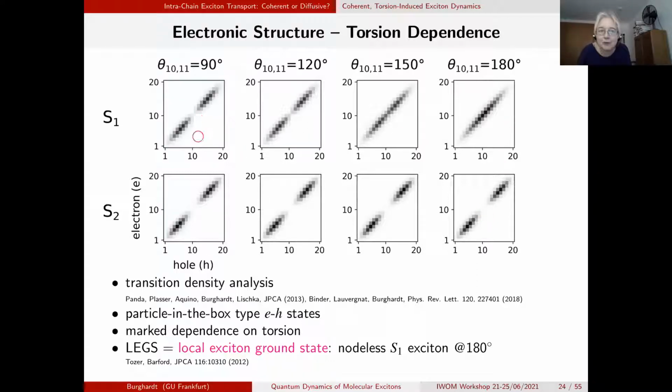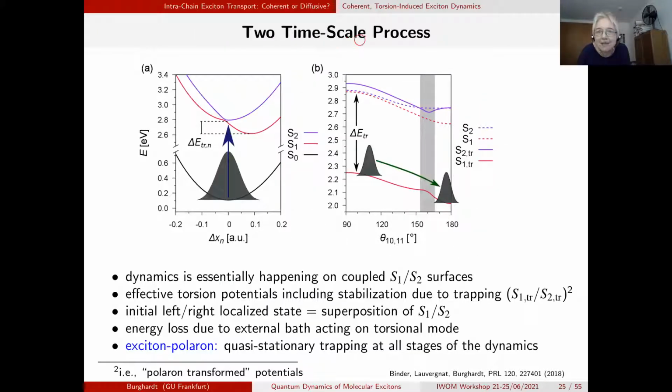So essentially, in the dynamics, we start with this twisted geometry with a coherent superposition of S1 and S2, which gives a left localized or right localized state, and that's going to relax to this local exciton ground state. So to sum up, we have a two timescale process that we observe. We have a very short timescale where the trapping actually happens, like 20, 30 femtoseconds or so. And then we have the slower timescale where the exciton follows the torsion. And we have strong reorganization effects, mainly from the high frequency modes, but also to some extent from the torsion. And we have this quasi-stationary trapped exciton species.